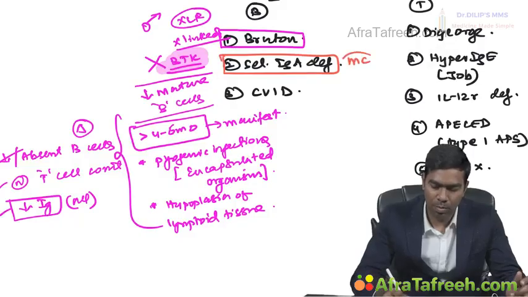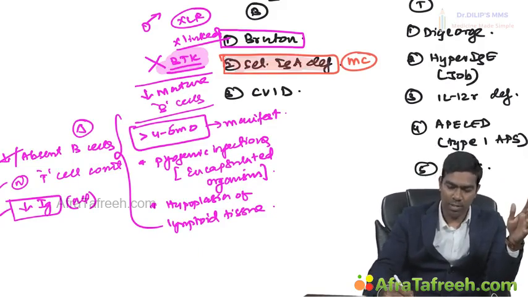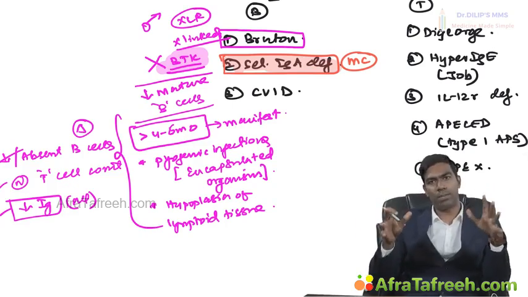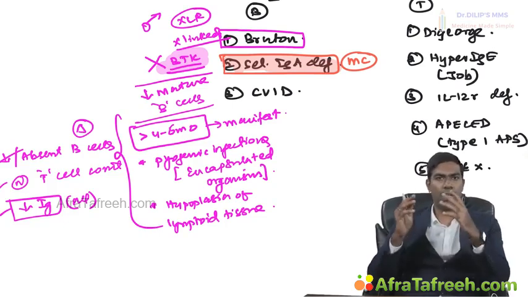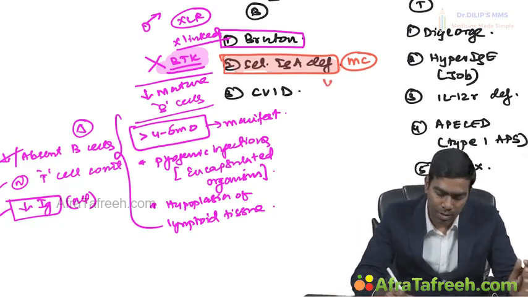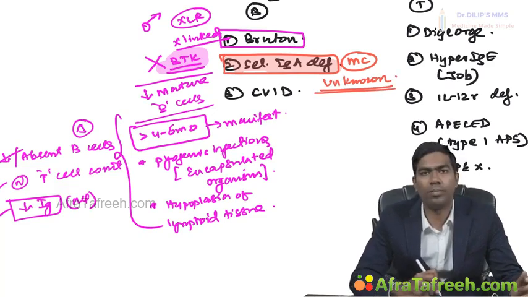Then you have something called selective IgA deficiency. If they ask you the most common congenital and most common primary immunodeficiency, the answer must be selective IgA deficiency. It's the most common among all the primary immunodeficiencies, and the genetic defect underlying selective IgA deficiency is still not known. We don't know.